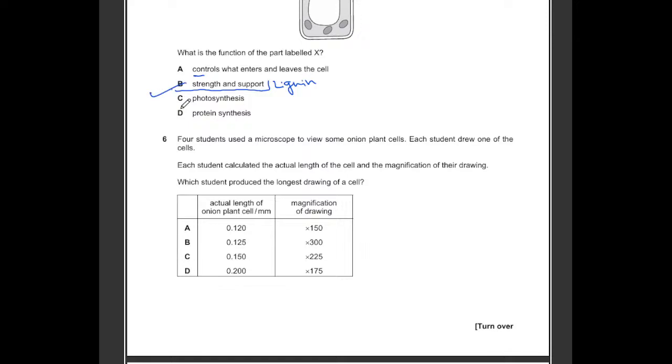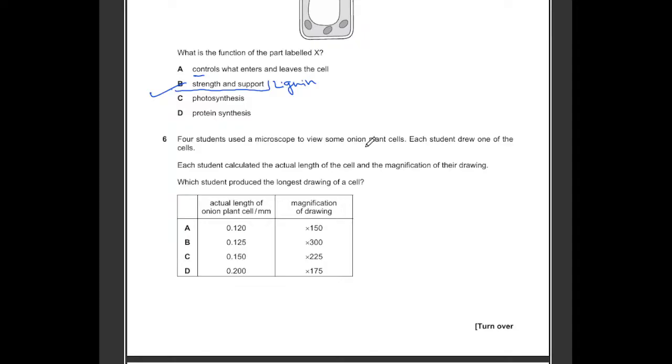Next one, 4 students used a microscope to view some onion plant cells. Each student drew one of the cells. Fine. So 4 cells are there. Each student calculated the actual length of the cell and the magnification of their drawing. Which student produced the longest drawing of a cell?